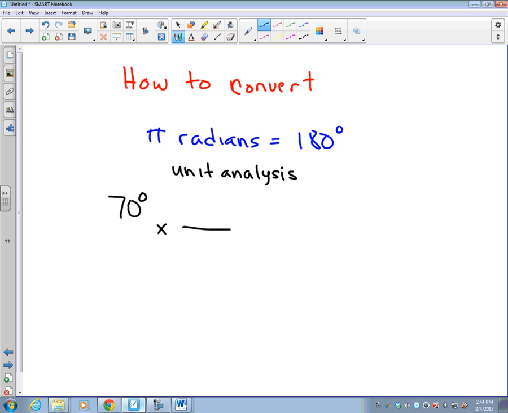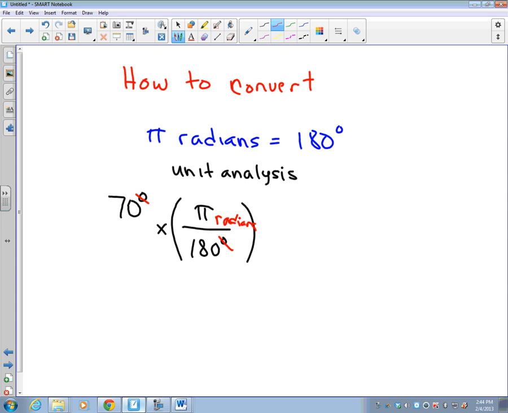So now I have to write a truth statement that connects degrees to radians. Well, the truth statement is this. 180 degrees equals pi radians. So I write it this way now. 180 degrees, pi radians. Now, I call it unit analysis because what happens now is I have degrees over degrees. You see that? So those units cancel out. So therefore, my answer is now going to be in this unit, which is radians. You follow that reasoning?